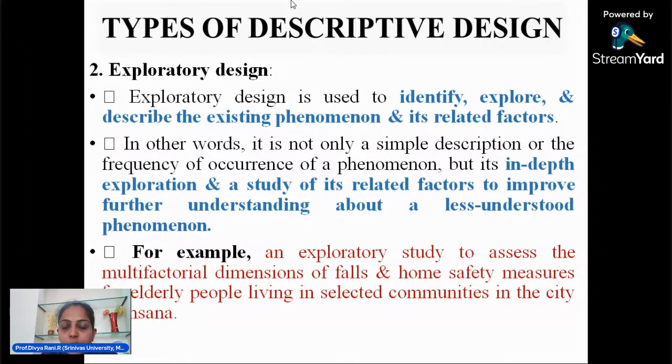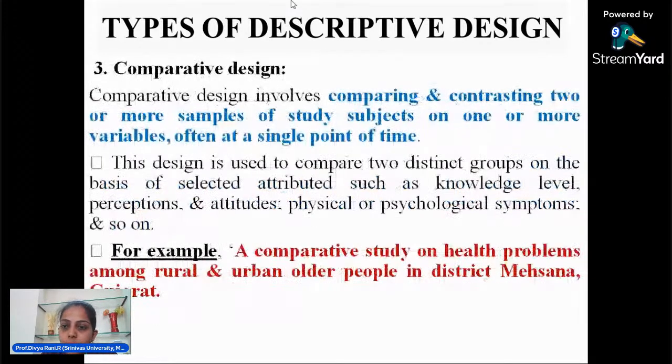So in this, we are observing. We know something about elderly people falling, and you want to know more detail about that. Now you want to know what the causes for the fall are, what preventive measures the elderly person is taking. So all this comes under that.